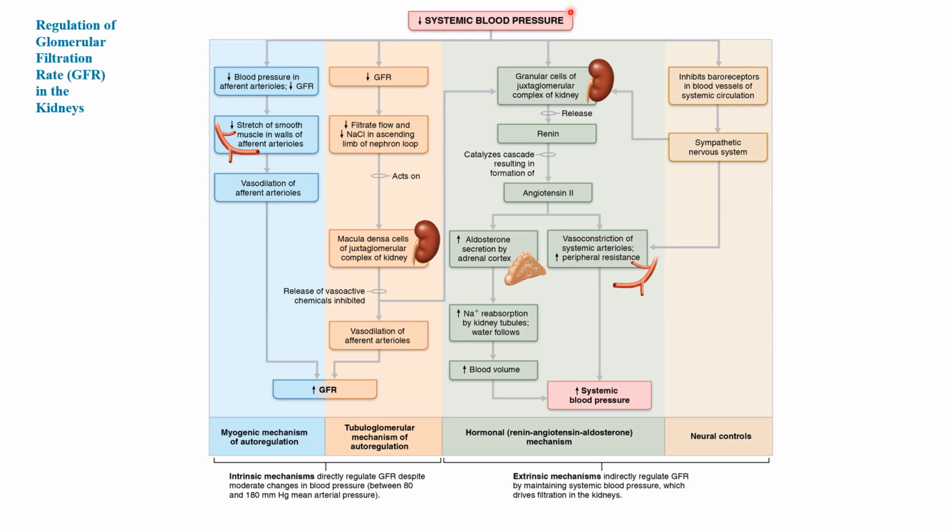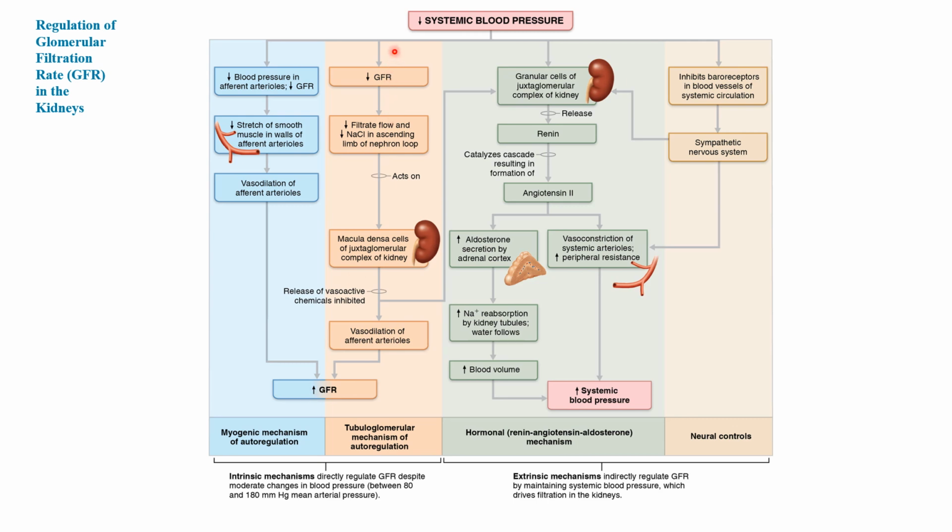Now let's go over this chart so we can sum up everything. When the systemic blood pressure is low, let's first look at these intrinsic mechanisms. These are the intrinsic mechanisms, this blue and the peach column at the start. So when the systemic blood pressure is low, blood pressure in the afferent arteriole is low. As a result, GFR is low. So there is decreased stretch of smooth muscle in the wall of the afferent arterioles. This leads to the vasodilation of the afferent arteriole. And when afferent arterioles are vasodilated, more blood goes into the glomerular capillaries, which increases the GFR.